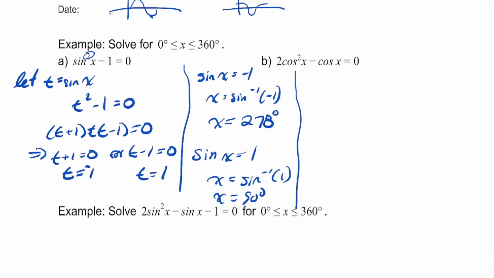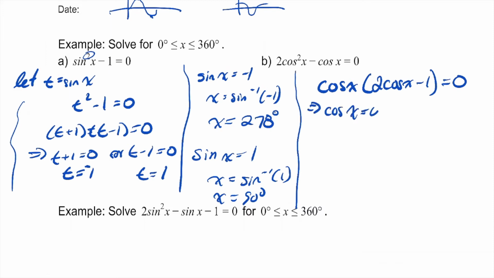The second example, 2b, is very similar. In this case, I'm going to bypass the let statement and putting a variable in, but here I can see that I could factor out a cos. So this is really going to be cos of x, and when I factor out cos of x, I'm left with 2 cos of x minus 1 is equal to 0. So that implies that cos of x is equal to 0, or 2 cos of x minus 1 is equal to 0.